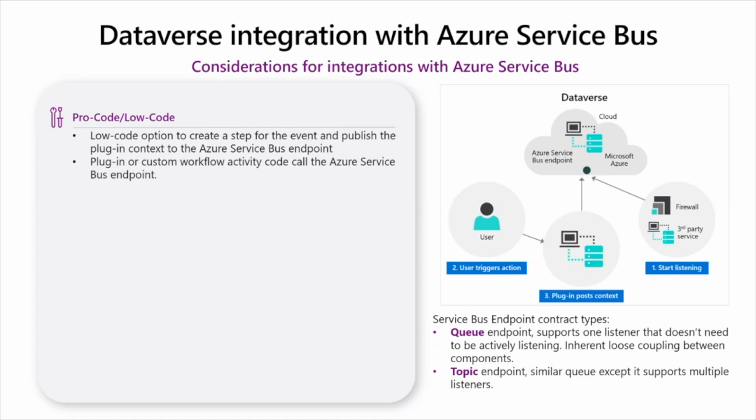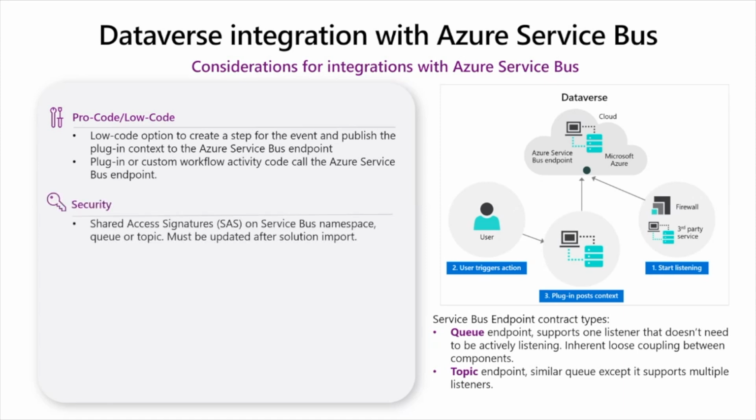In terms of setup, you can create the plugins and steps that post the runtime context to Service Bus using these two methods. Without code, by creating a step for the event in Dataverse against the Azure Service Bus endpoint, and the plugin execution context gets automatically posted to the Service Bus. Or you can use code and create and register a plugin in Dataverse that calls the Azure Service Bus endpoint. The message that is posted to the Service Bus can then be customized in the plugin. For example, you can add values in the context object shared variables.